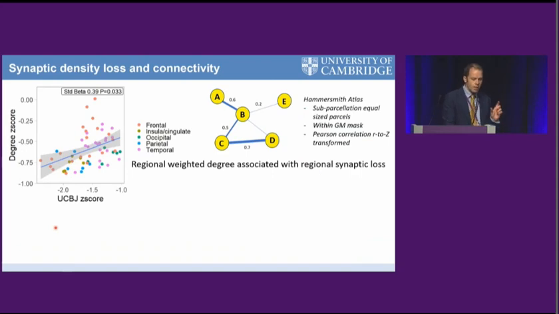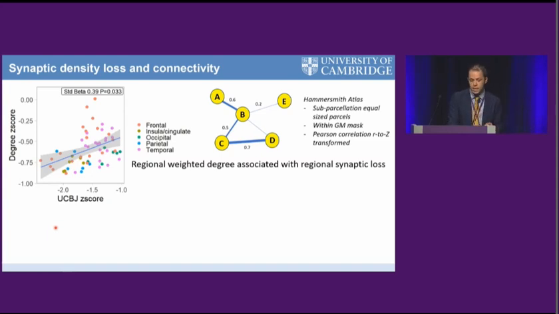So I characterized connectivity in two distinct ways. Firstly, using weighted degree, which is the sum of connections to each node. This is with the Hammersmith parcellation. There are some differences in parcel size for that atlas, so for the degree, we subparcellate to approximately equal-sized parcels. Just on the left, as you look at it, I've put mean weighted degree for patients, Z-scored relative to controls, compared to regional binding potential of UCBJ, again in patients.